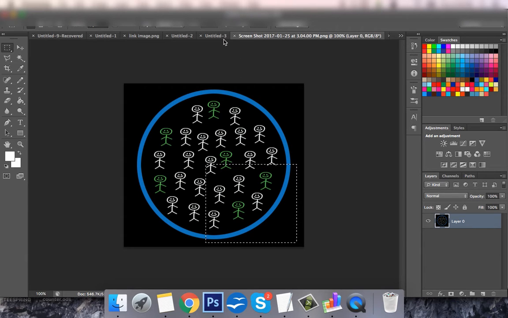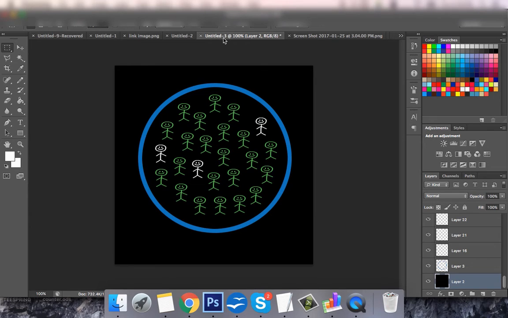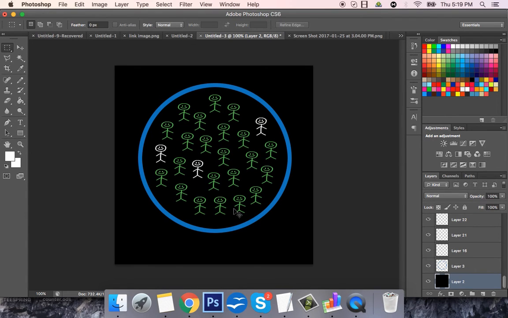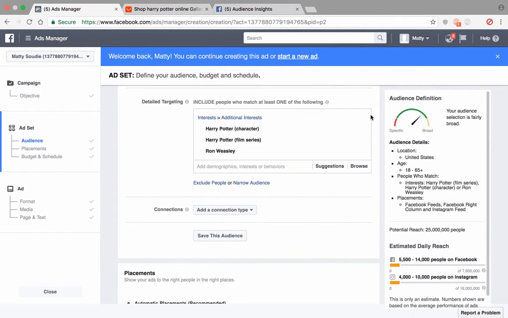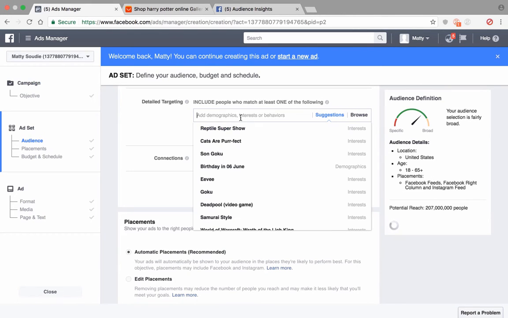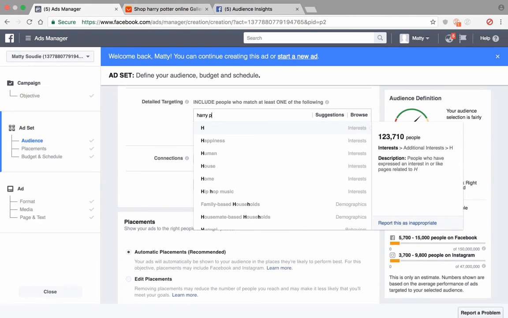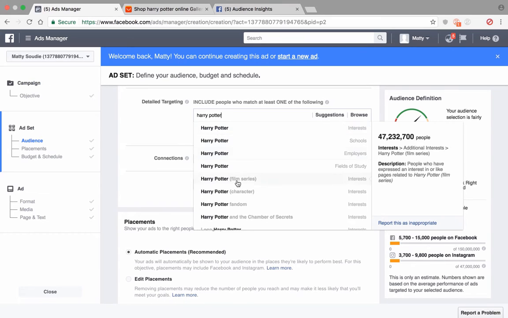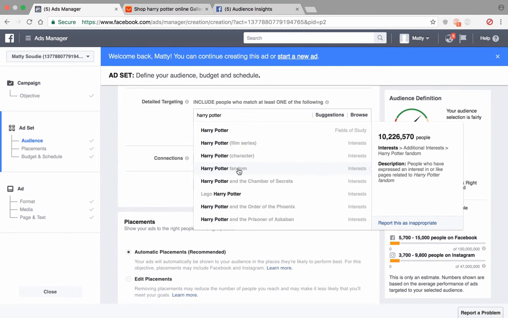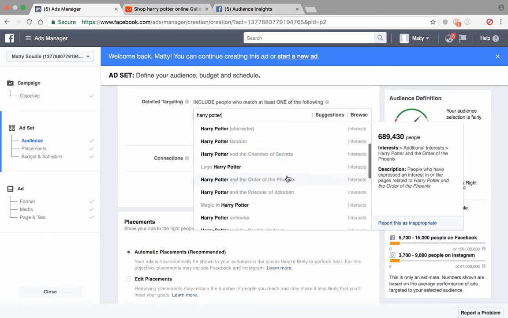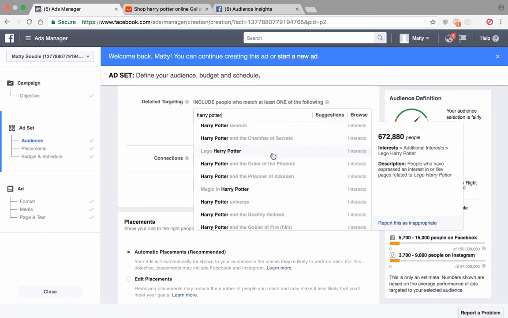So now, if we were to go to a more targeted audience, like this, where there's a lot more fanatics, how we would do that is probably if we were to cancel this, and go more targeted. Let's say Harry Potter fandom is pretty good because that's like a club, the Harry Potter club. Lego Harry Potter, maybe.